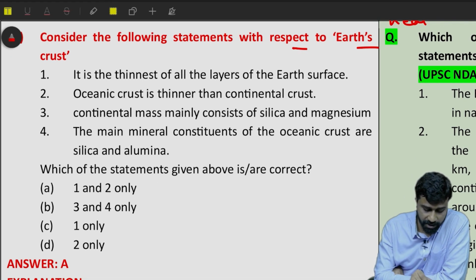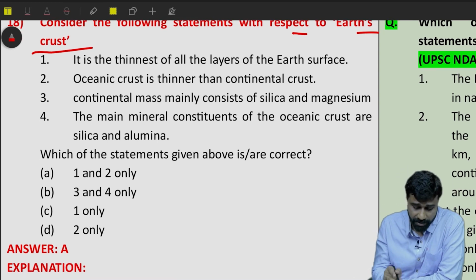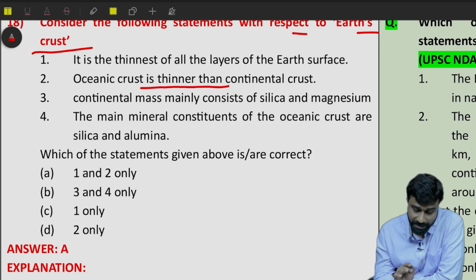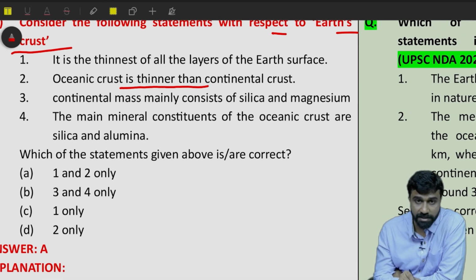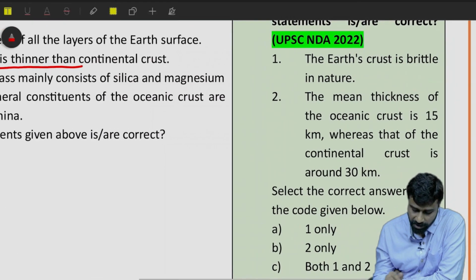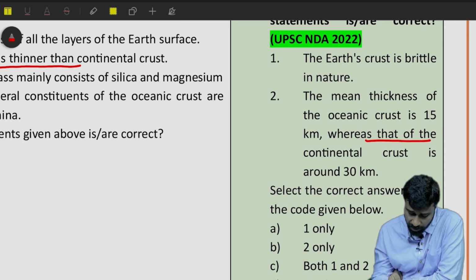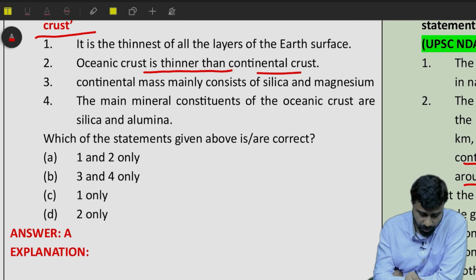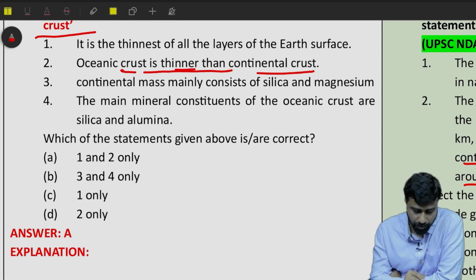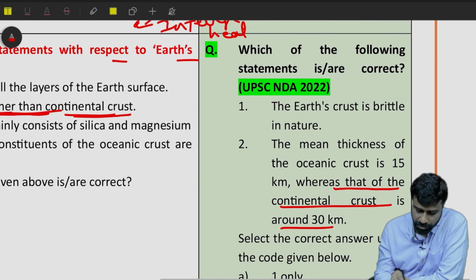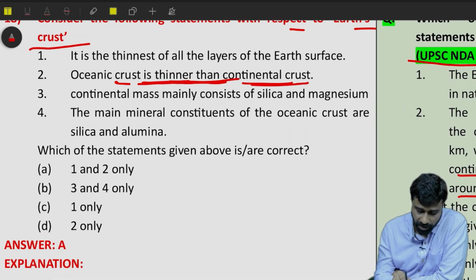Next, coming to the Earth's crust. It is the thinnest of all layers of the Earth. That is fine. Next, oceanic crust is thinner. Yes, oceanic crust is thin. That means the thickness of the oceanic crust is around 15, whereas that of the continental crust is... this is right only, right? I wanted to give it in reverse manner, but I have given the right statement only. Oceanic crust is thinner, because this is based on a previous year question. It is the thinnest of the layers of the Earth's surface.